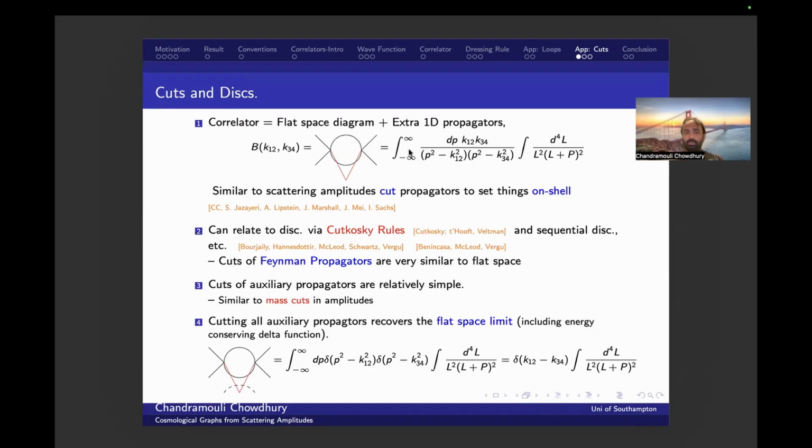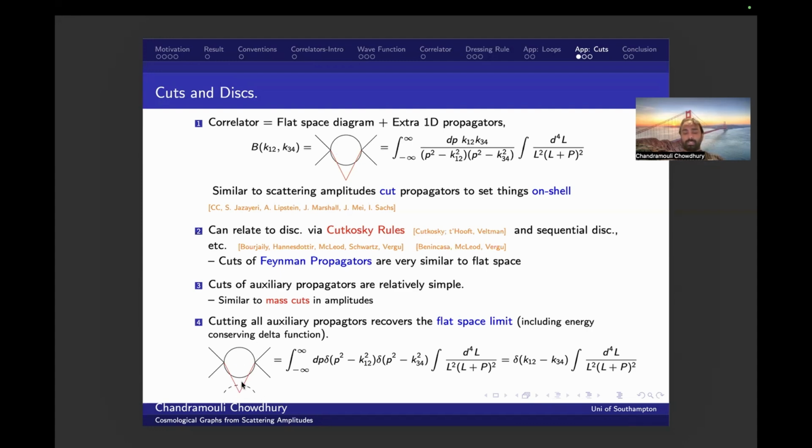And for that, you now realize that you have two options. You can either cut these extra propagators, or you can cut your standard Feynman propagators. Now, the cuts of standard Feynman propagators are very similar to what you usually do for amplitudes. However, the cut for these auxiliary propagators are slightly different, and they are closer to what are called mass cuts in the amplitude literature.